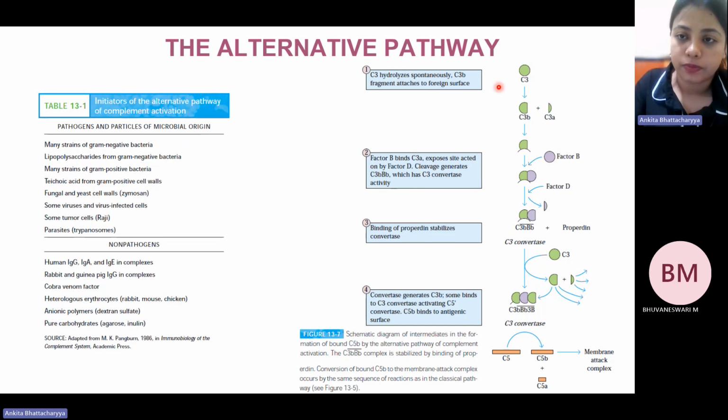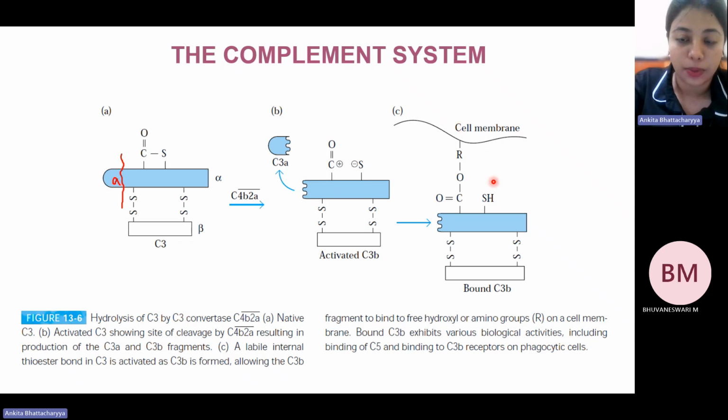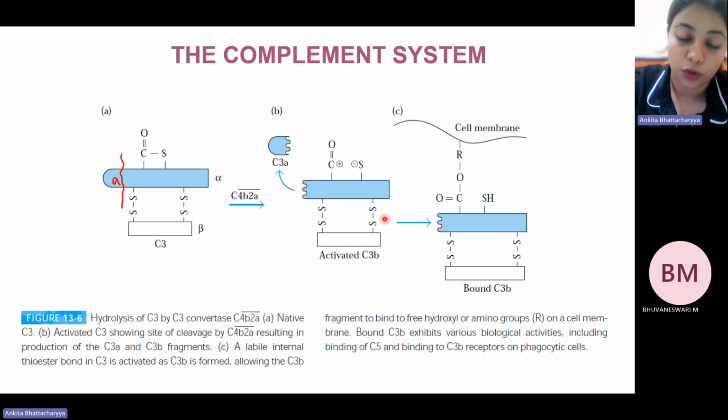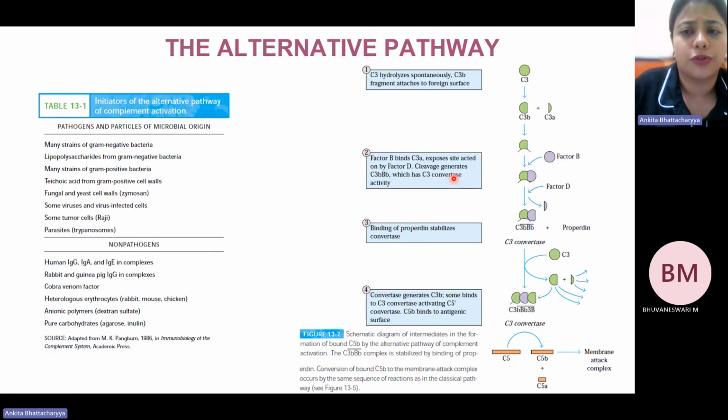Again, if you have forgotten it, this is the reason why C3b is able to attach to a cell membrane or to an unfamiliar or foreign membrane. That is because after it has been cleaved by the C3 convertase, it results in the exposure or activation of an internal thioester bond, which we saw just here, which allows the C3b to bind to the amino groups or hydroxyl groups present on the surface of the pathogen under concern.